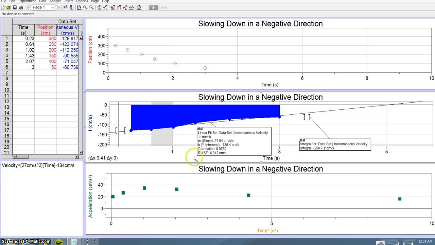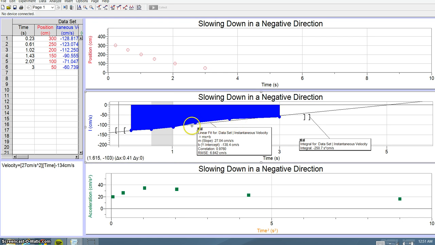So basically the slope here is 27 centimeters per second squared, which means that for every second that passes, the object's velocity will decrease by 27 centimeters per second.